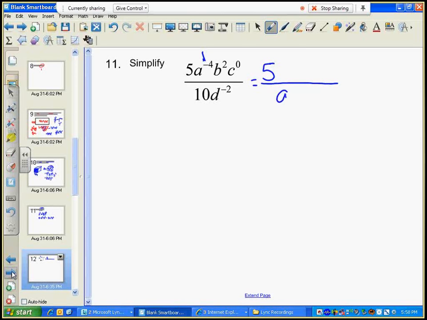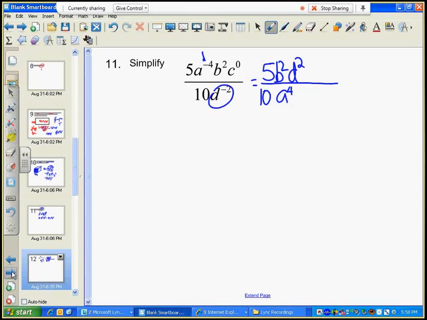So I'll have a to the 4th power. b does not have a ticket to ride. It's staying up in the numerator. c to the 0 power. I know that's going to simplify to 1. So I can put times 1, or I can just leave it like that. On the bottom, I've got my 10. Does my 10 have a negative exponent? No, it doesn't. Because remember that negative 2 just belongs to the d. So 10 stays on the bottom. And my d does have a negative exponent, so it's got a ticket to ride. It's going to ride the elevator up to d squared.